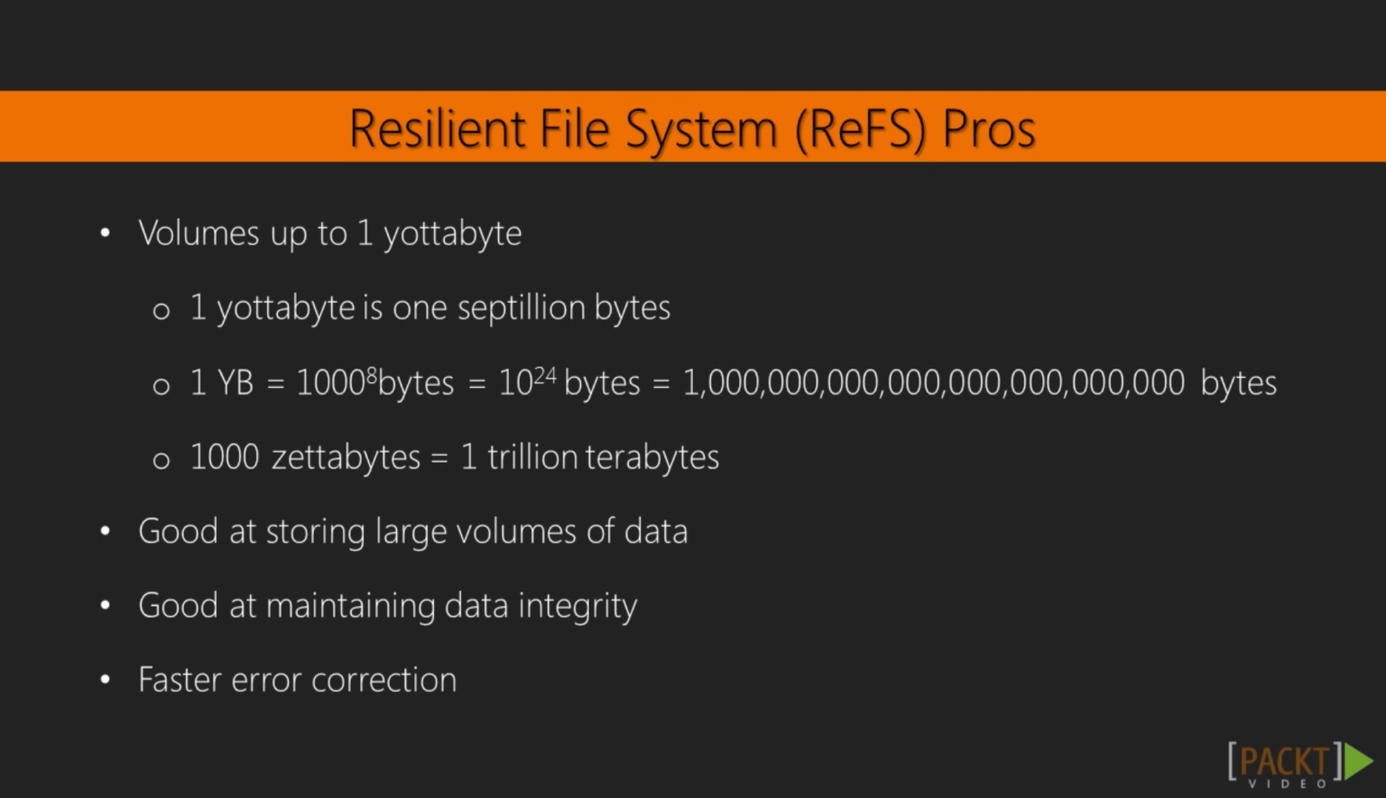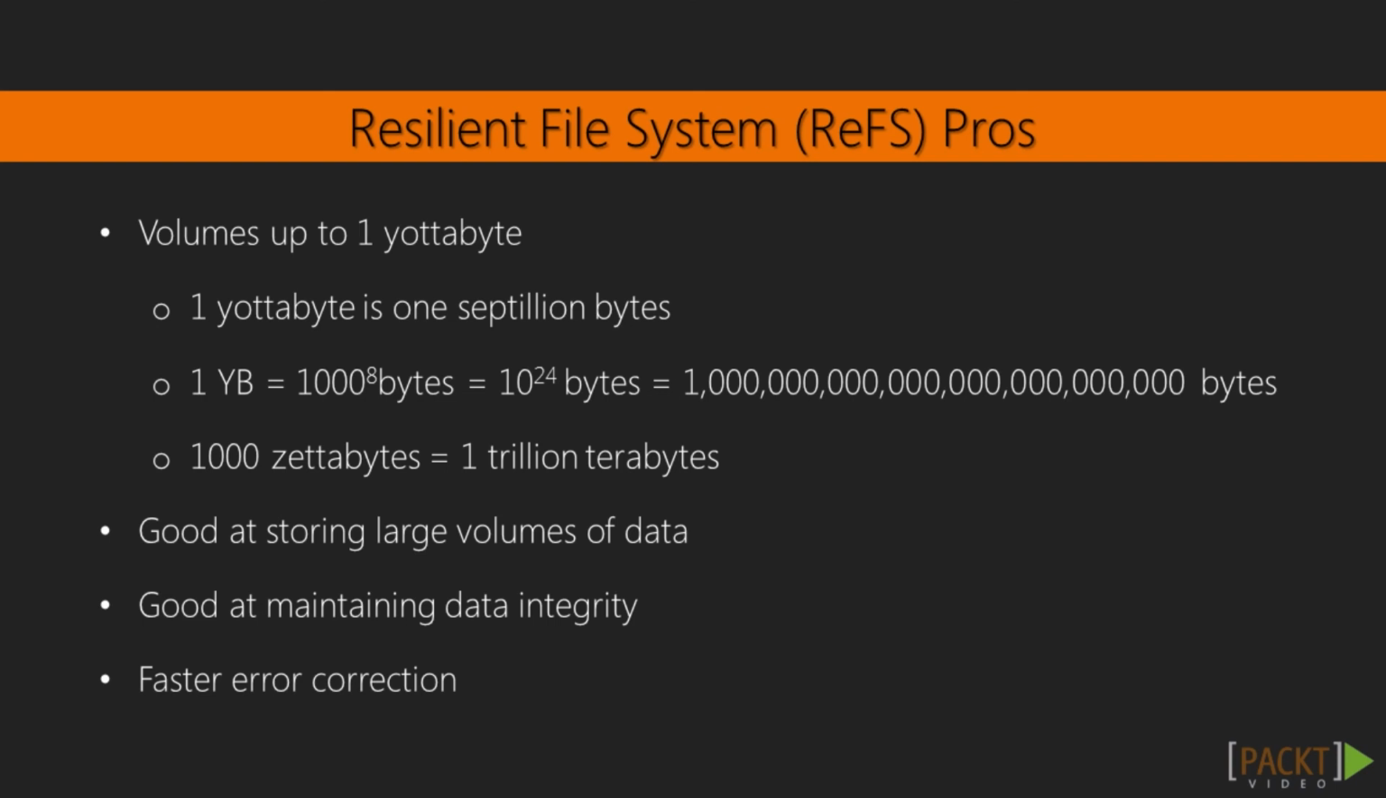The new ReFS allows really large volumes of data to be created. It allows volumes up to 1 yottabyte. 1 yottabyte is 1 septillion bytes. Or if you think about it, 10 to the 24th power of bytes. Another way to look at it, a yottabyte is equal to 1,000 zettabytes, and that equals 1 trillion terabytes. That is a lot of data.